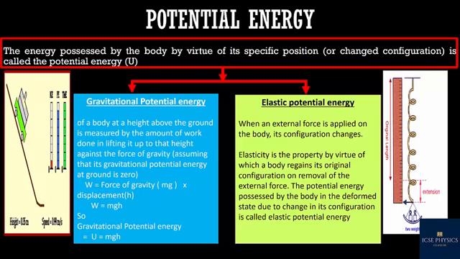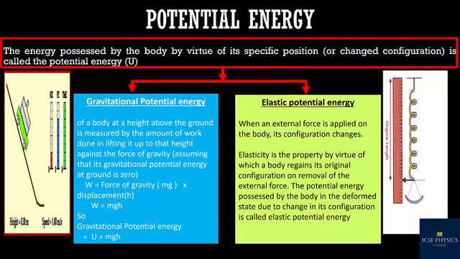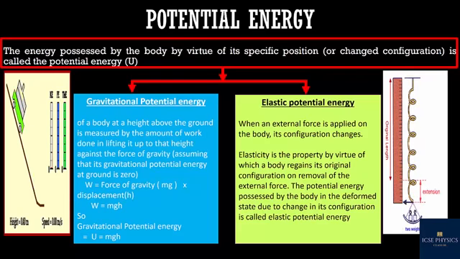W is equal to mgh. Work is always force times displacement. The force of gravity here is mg and the height is h, so mgh. Potential energy is always given by the symbol U. So U is equal to mgh.